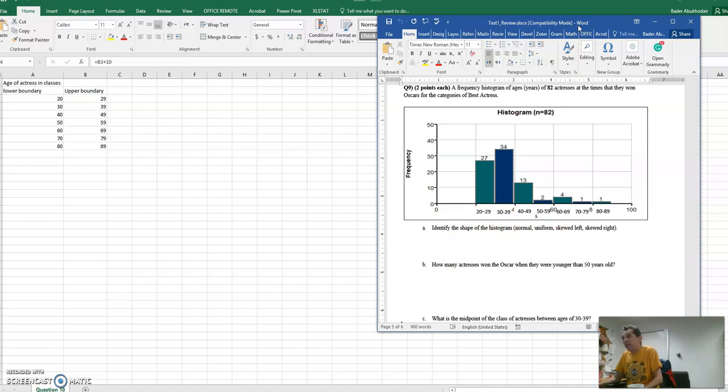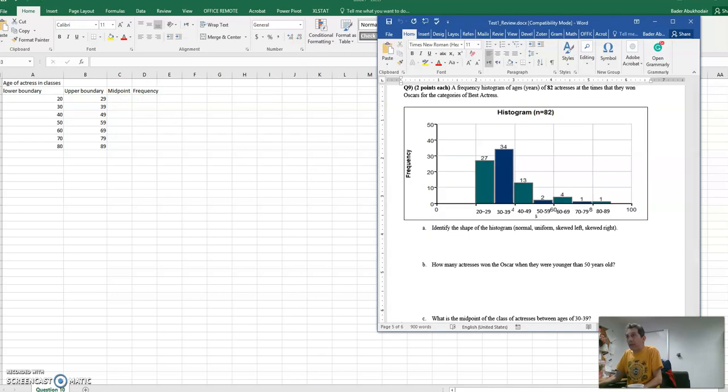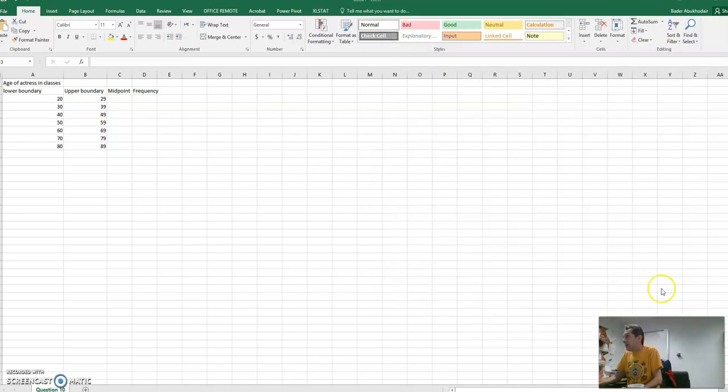Now I want the frequency, so I will write the frequency for each one of them. I will write it here, frequency. I will just leave a column because I want to write the midpoint here in the column. Then I will write frequency here. So the frequency is from the table he gave to you, the histogram, I mean, he gave it to you.